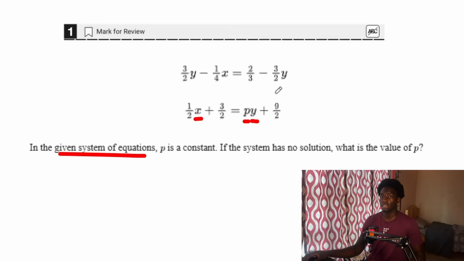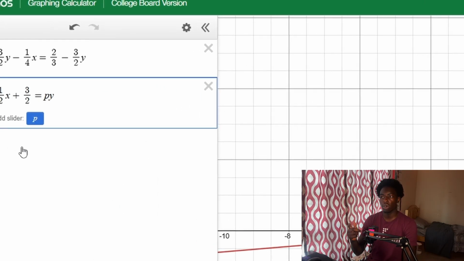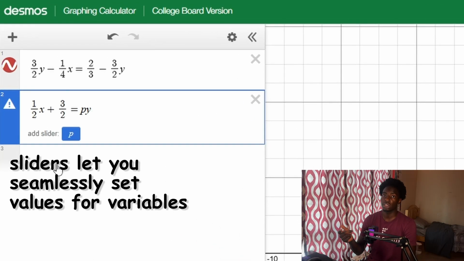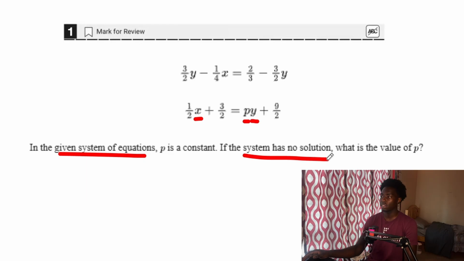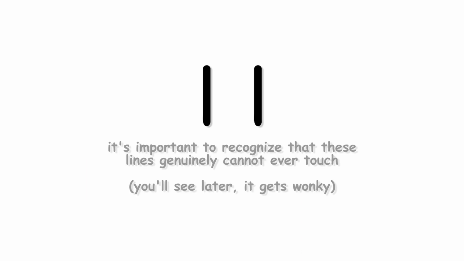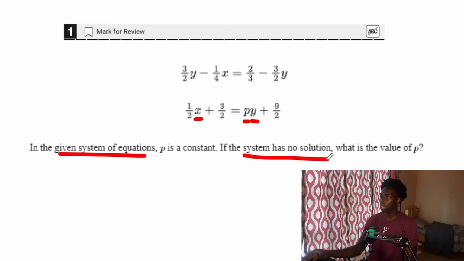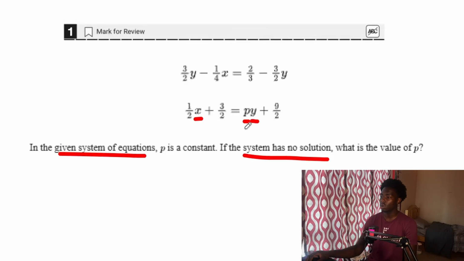So the best course of action is to just plot these systems of equations. When you get to this point, make sure that you add a slider for the variable that you're trying to solve for. If you read the question again, we're looking for a system of equations that has no solution, so what we're essentially looking for is a system where both lines are parallel and never touch. So we're now trying to find whatever value of p we can place into this equation that will make sure that these lines are parallel.